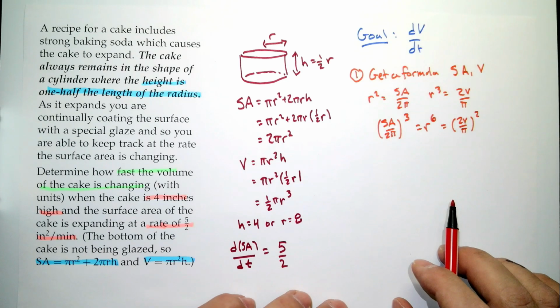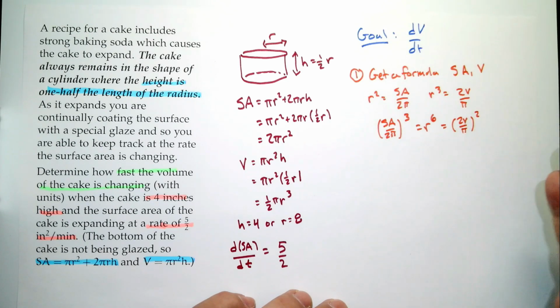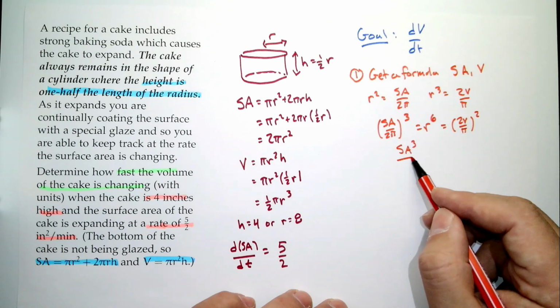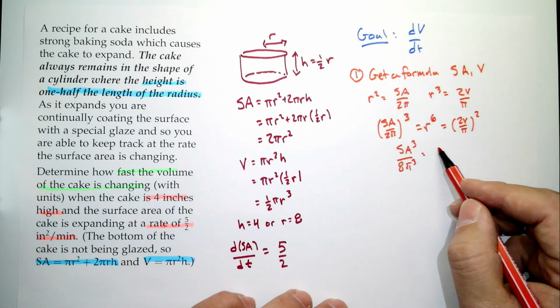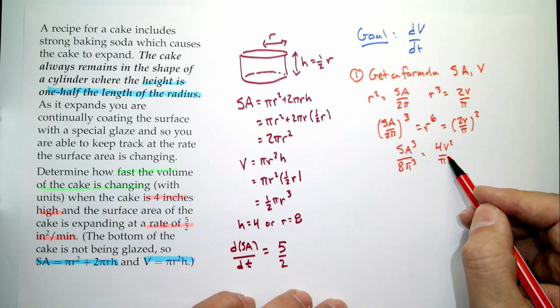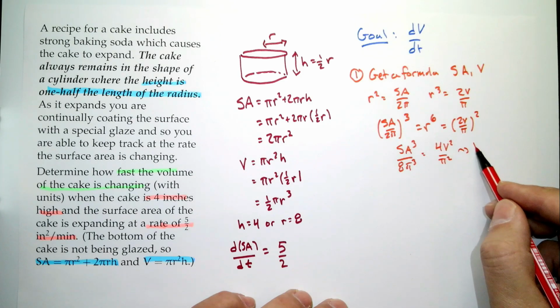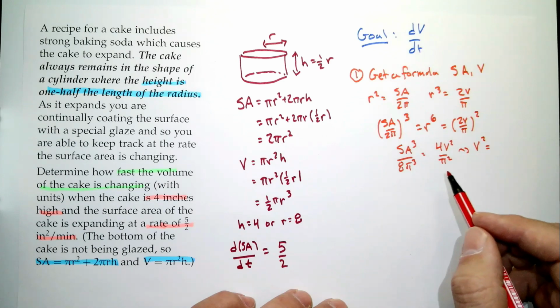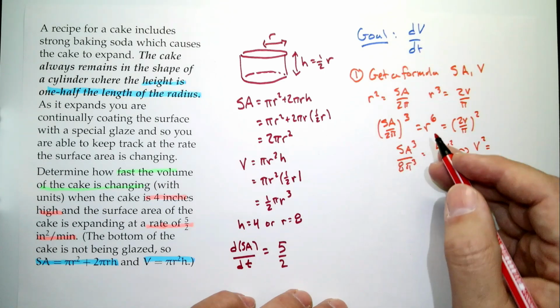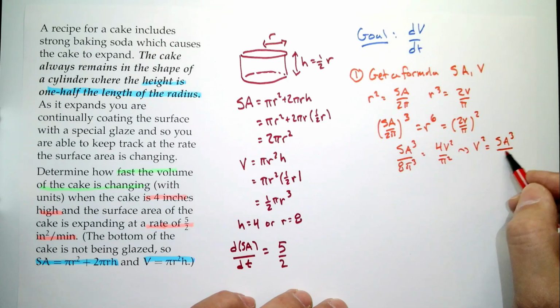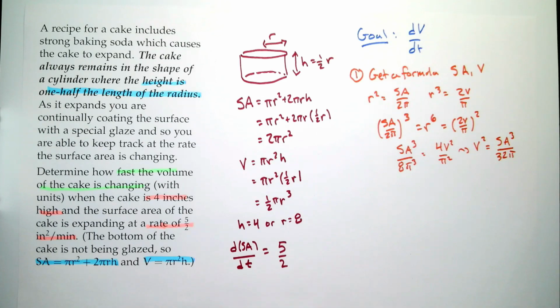So the punchline here is we now have an expression that we can actually work with. It says surface area cubed over 8 pi cubed is equal to 4 volume squared over pi squared. And if you rearrange things, you can say, for example, volume squared is equal to pi squared divided by 4, times surface area cubed over 32 pi. And now you have a single formula, and then you take the derivative of both sides with respect to t. So that's one way to do it.